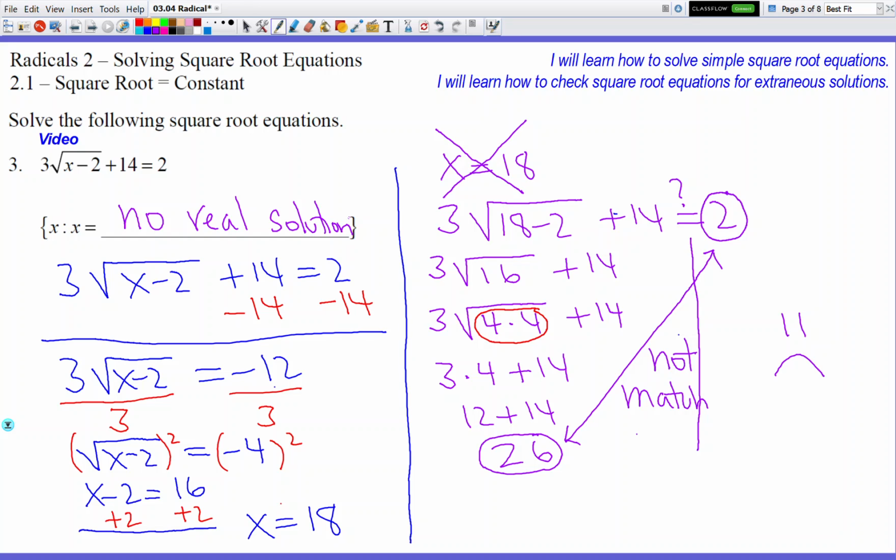Yeah, so sometimes you're going to get a not match scenario where the answer looks perfectly good to go. 18 looks good, or it did, right? But it doesn't work. It happens. Okay. So let's go on to our last problem.